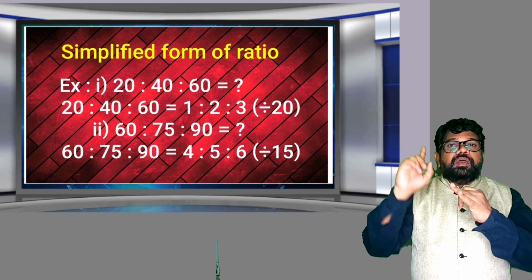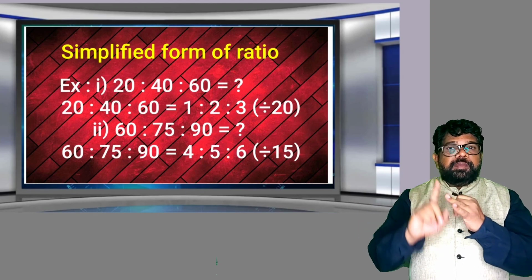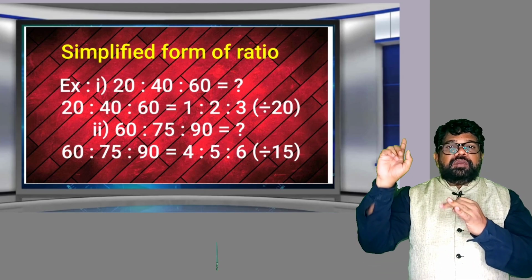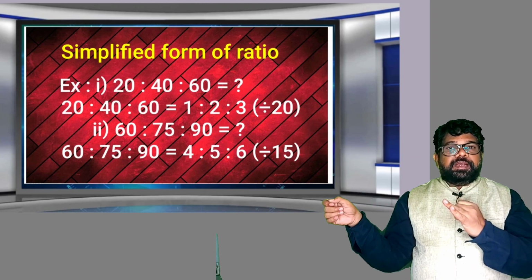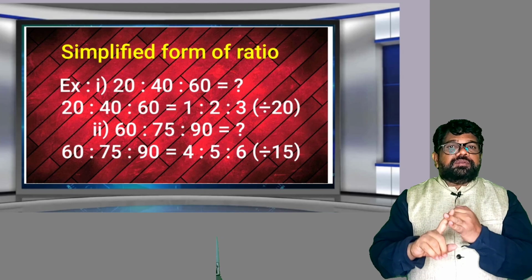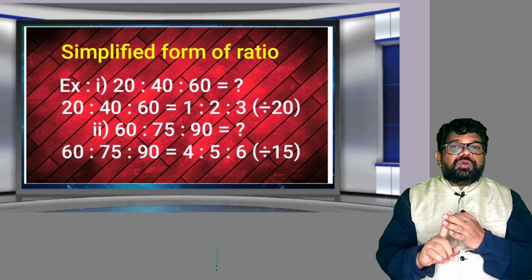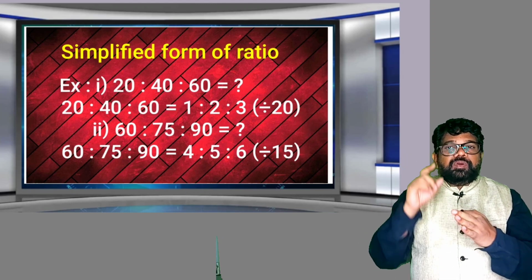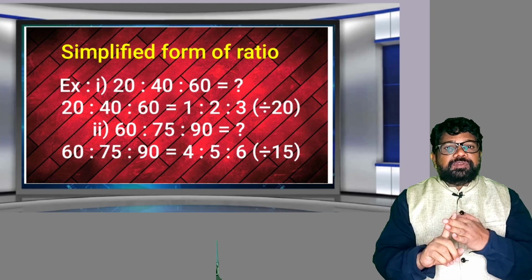Now the next one, the ratio of A is to B can be written as A by B. In the ratio A is to B, the first term A is called the antecedent and the second term B is called the consequent. Now A is to B is not equal to B is to A. Why? If the order changes, its final value also changes.